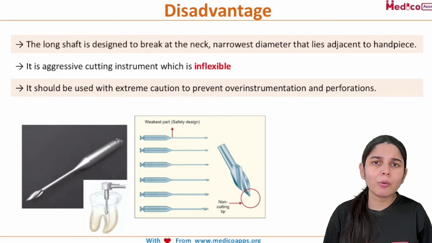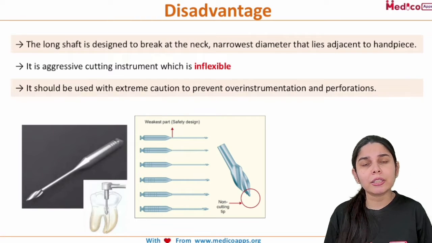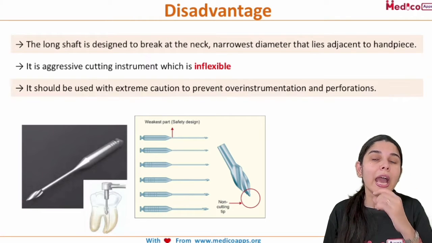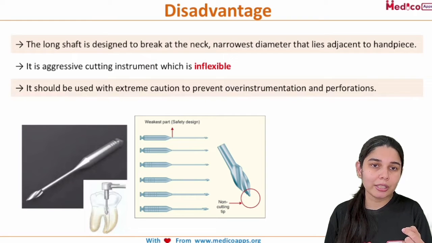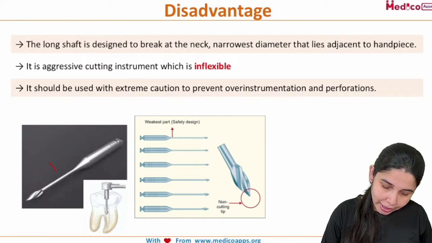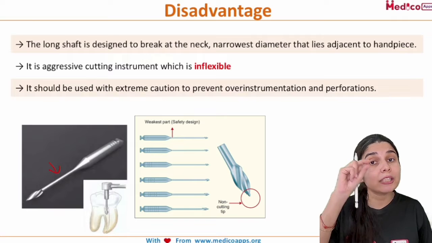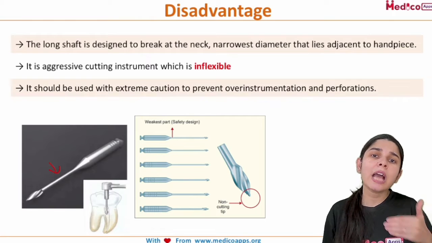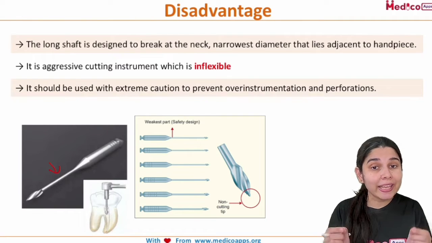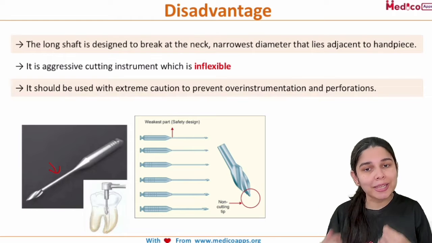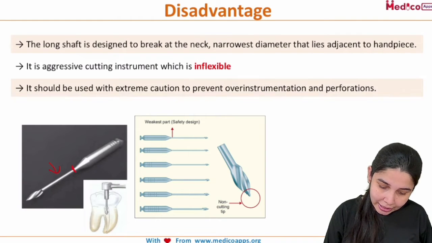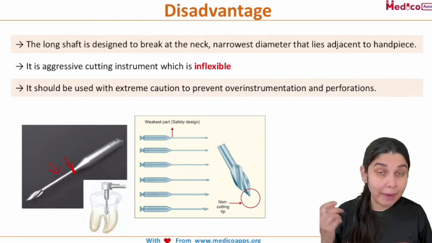And what are the disadvantages? So the manufacturing disadvantages, as I have told you, is that it has a long, thin shaft. So there is a high risk of breakage. Now that breakage basically takes place at the neck region. This is the neck region which I am discussing.